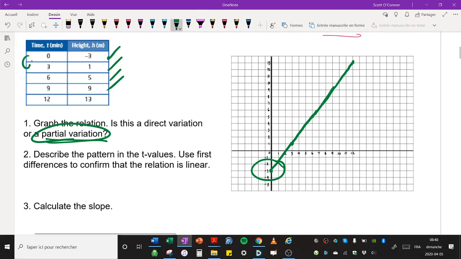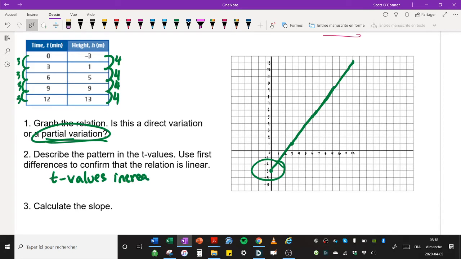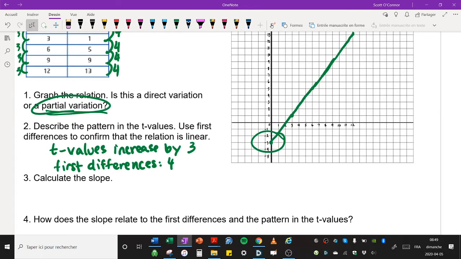So if we look at the pattern in the t-values, you can see that they're going up by 3 each time. And then if we look at the first differences over here, we can see that it went up by 4 each time. Okay, so t-values increase by 3, and first differences are all 4. Alright, we can confirm that this is a linear relation because the pattern in the t-values is the same and the first differences are the same. Therefore, it is a linear relation.